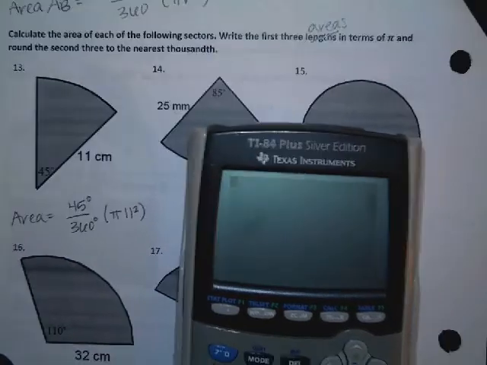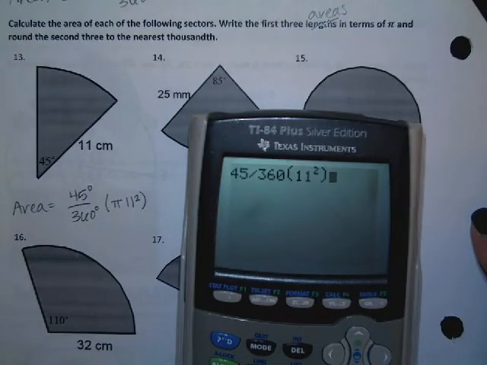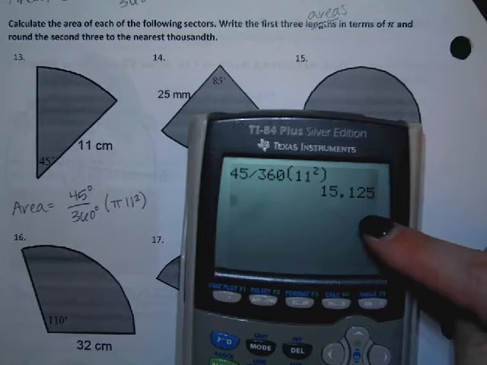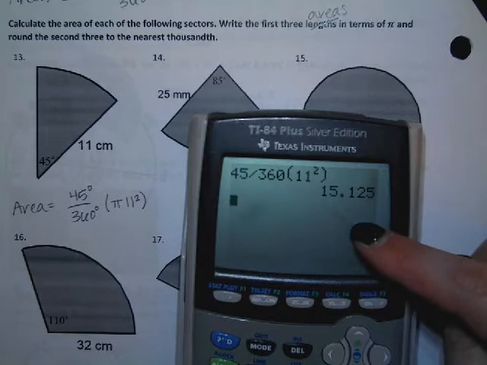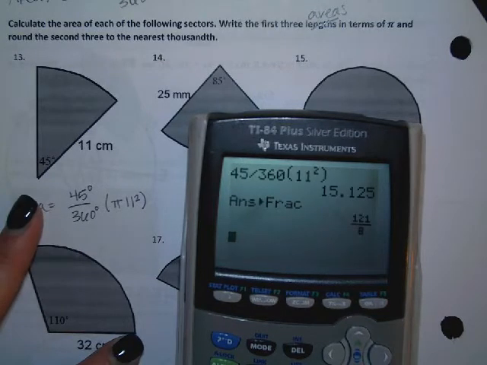Okay, so when I do it in my calculator to leave the answer in terms of pi, I'm just going to put 11 squared. I'm going to type everything but the pi. So 45 over 360 times 11 squared. Now, this is a nice decimal, so if you want to write 15.125 pi, that's okay, because I don't have to round that decimal to write it down. I can just write the whole thing. So if you have a nice decimal like 0.25 or 0.5 or 0.8, you can write that. Or you can turn it into a fraction. It's up to you.